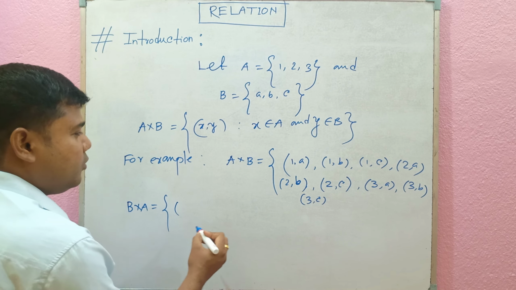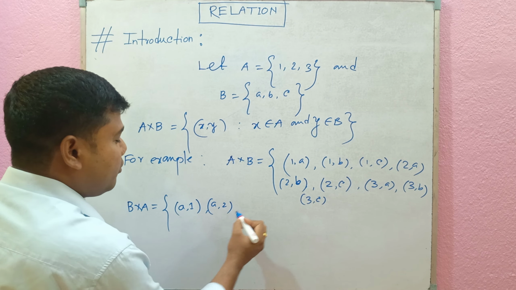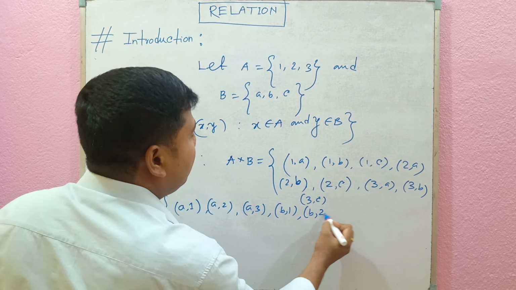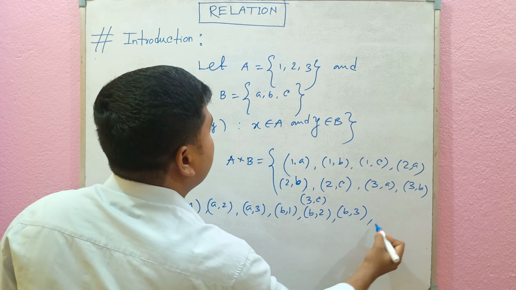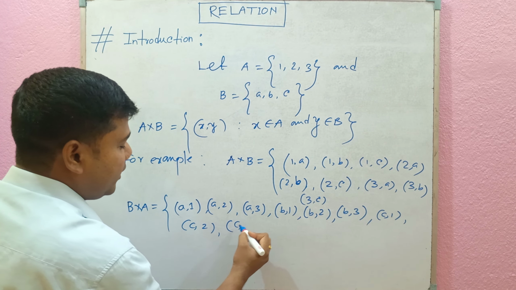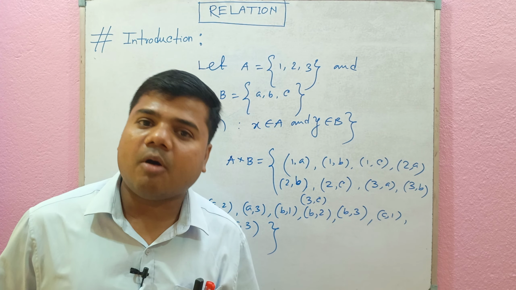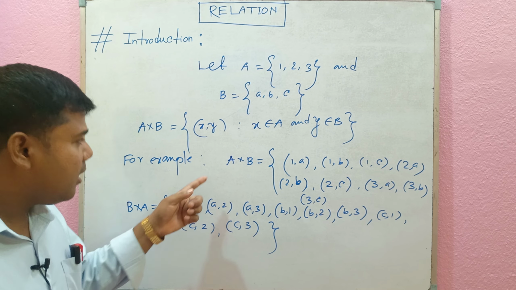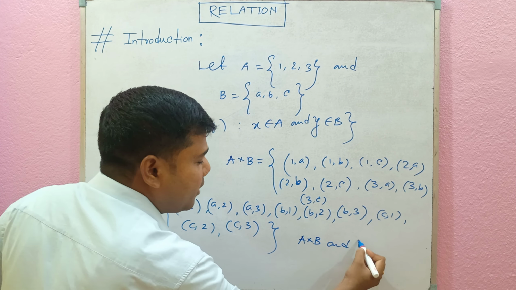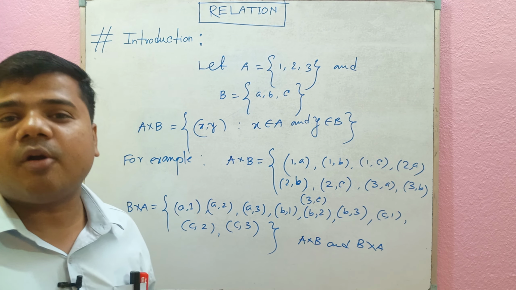And B cross A is equal to {(a,1), (a,2), (a,3), (b,1), (b,2), (b,3), (c,1), (c,2), (c,3)}. A question may come to our mind: are A cross B and B cross A equal? A cross B and B cross A may not be equal.